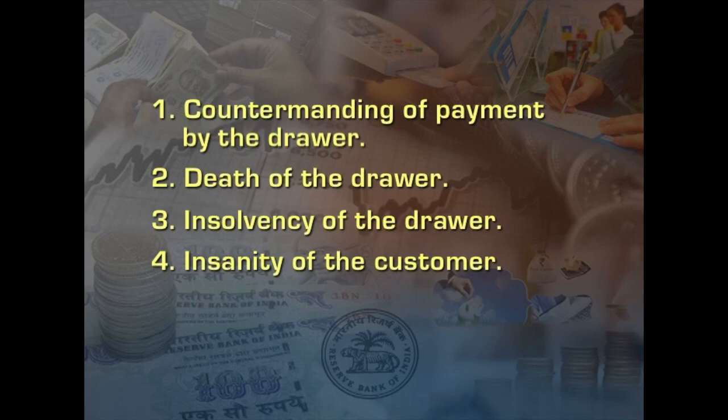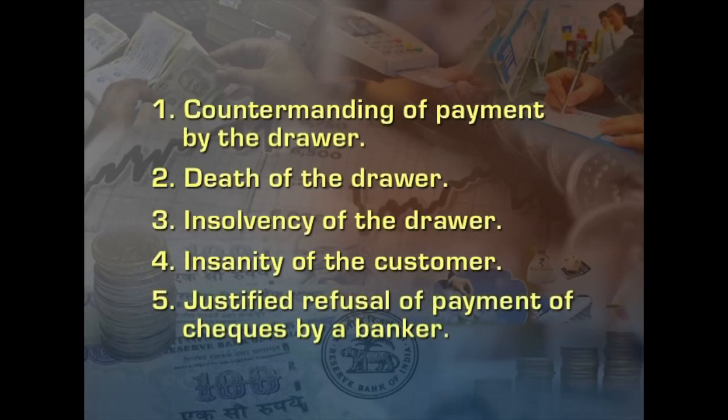4. Insanity of the customer. If the banker receives confirmed information from any authorized person about the insanity of its customer, he can refuse payment of that customer's checks. In case of a dispute, he will have to wait for any order of a court of law. 5. Justified refusal of payment of checks by a banker.